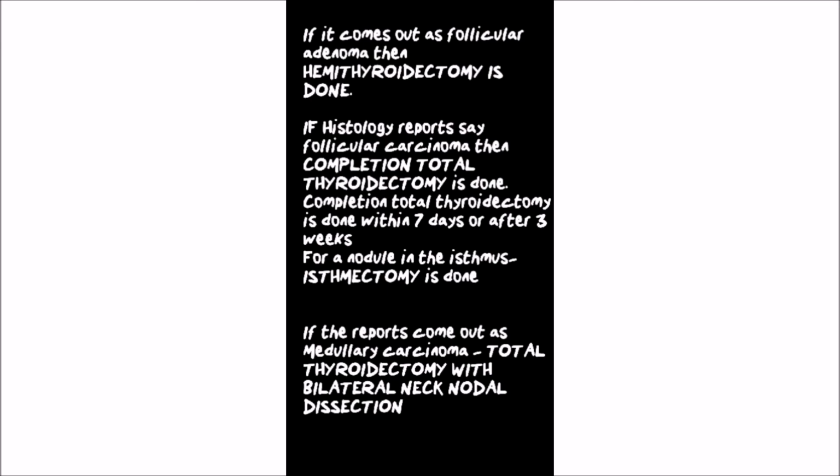If it comes out as follicular adenoma, then hemithyroidectomy is done. If histology reports say that it is a follicular carcinoma, then doctors have to consider completion total thyroidectomy. Completion total thyroidectomy is done within 7 days or after 3 weeks. For a nodule in the isthmus, isthmectomy is done. If the reports come out as medullary carcinoma, then total thyroidectomy with bilateral neck nodal dissection is done.